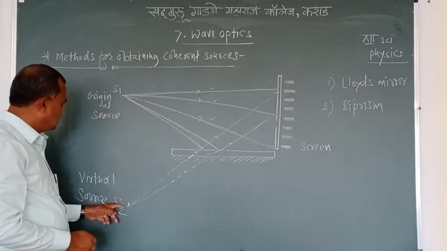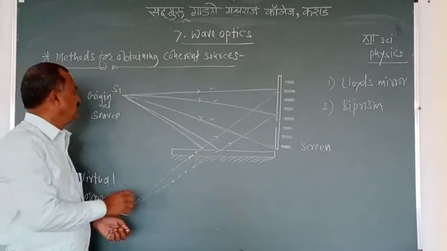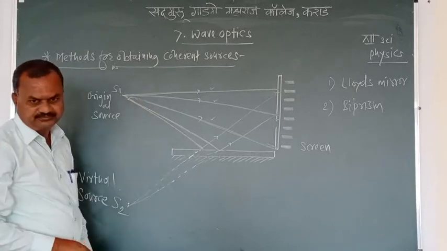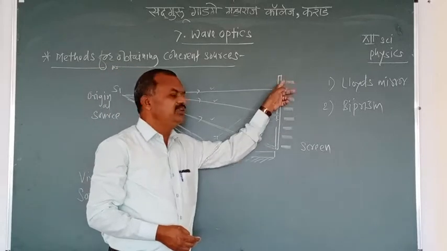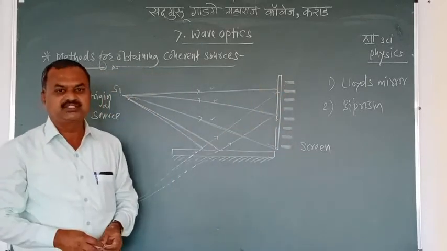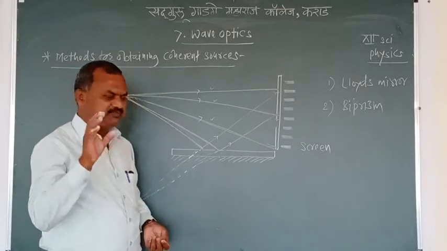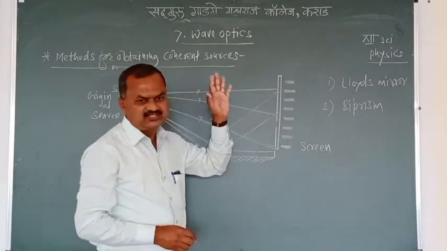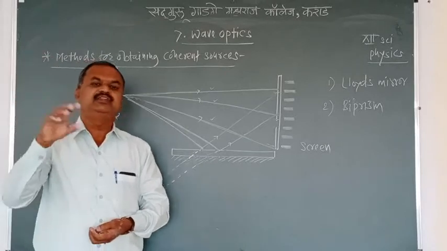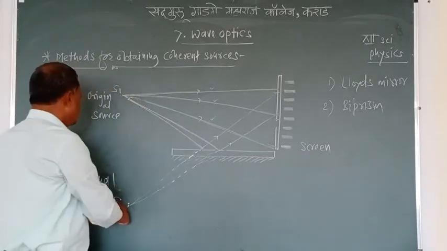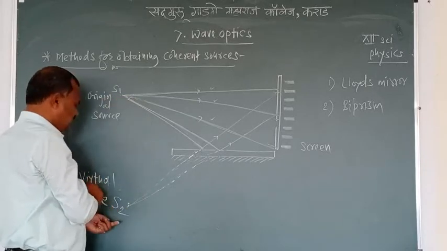These are the two sources S1 and S2 obtained by means of Lloyd's mirror. The light waves from these two sources interact with each other and produce a well-defined interference pattern on the screen, consisting of alternate bright and dark bands, each band having the same width and same intensity. In this way, we obtain a steady and well-defined interference pattern with the help of these two sources S1 and S2: the first source the original source, the second source the virtual source.